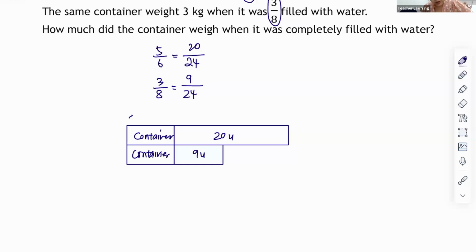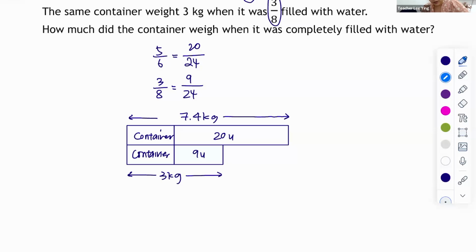With the 20 units, it's going to be 7.4 kilograms. With the 9 units, it's going to be 3 kilograms. So we see that there's a difference over here of 4.4 kilograms, and that is 11 units. So I take 20 minus 9, get 11 units to be 4.4 kilograms.